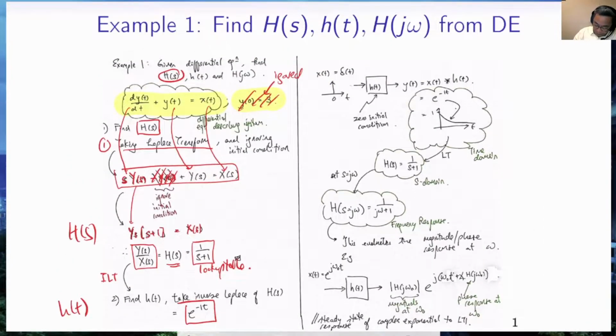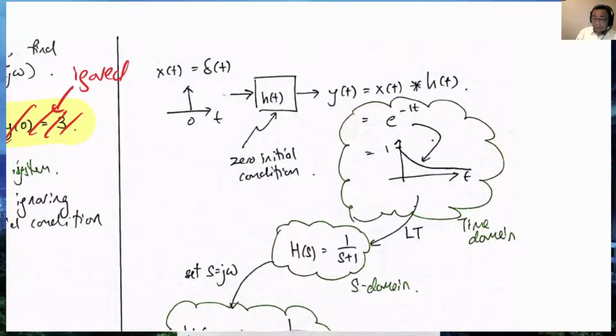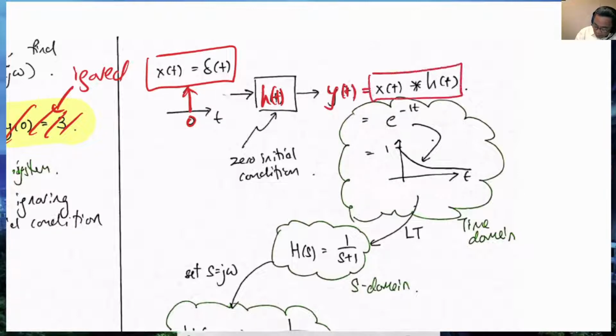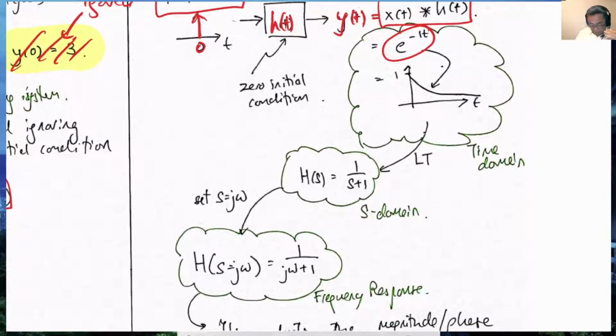Alright. Now let's deal with this. We have found h(t), and let's fire an impulse at time 0. So x(t) equals this delta function. So y(t), remember, is described by the convolution equation. So it is e^(-t) convolved with the impulse, and therefore we get back the same output. y(t) is equal to this.